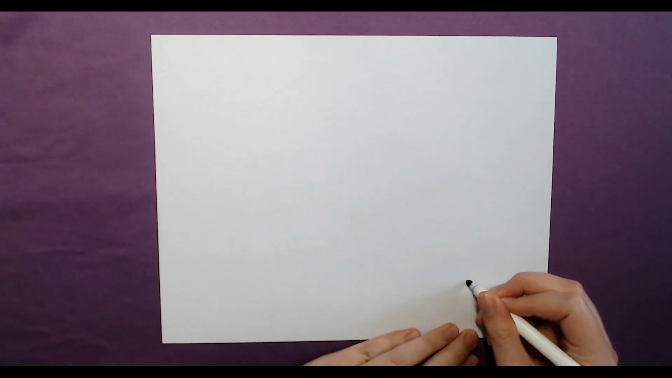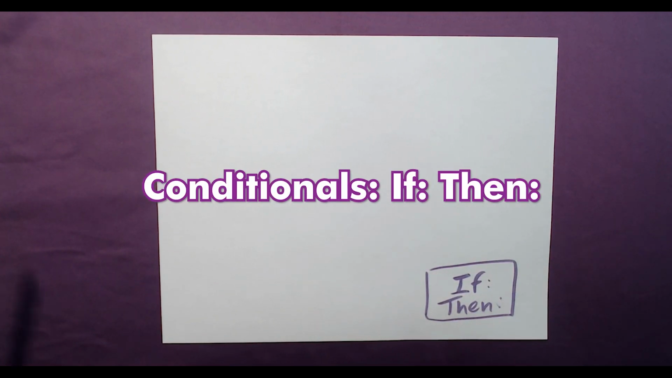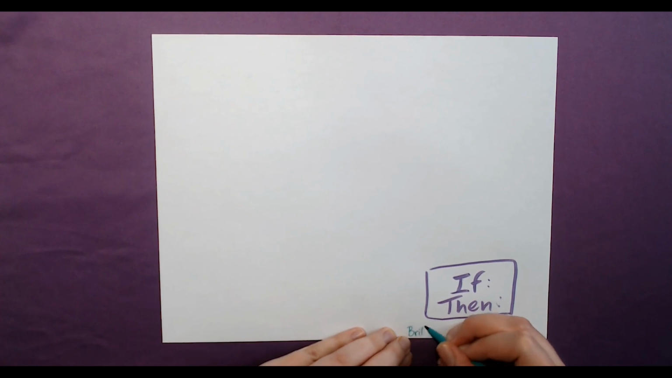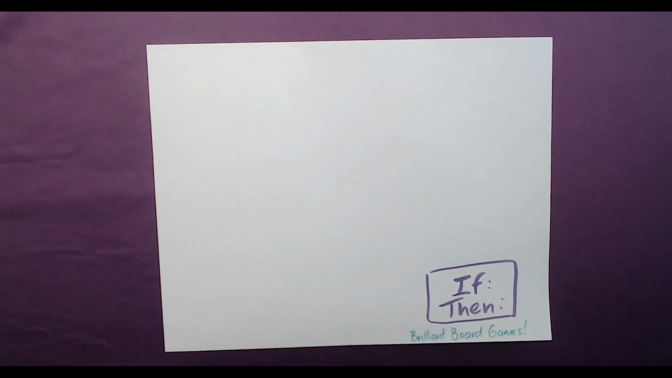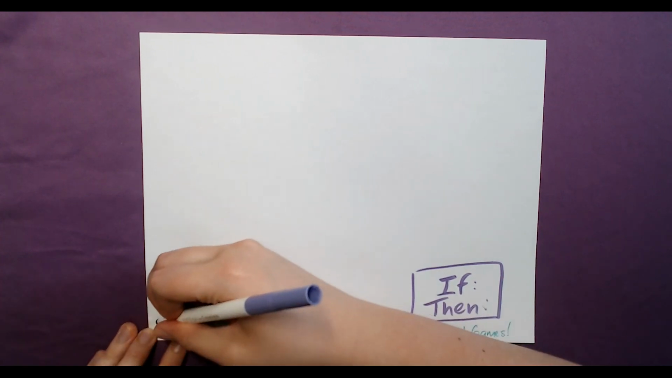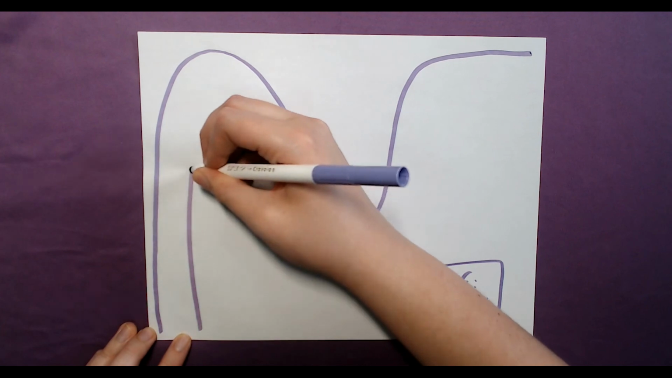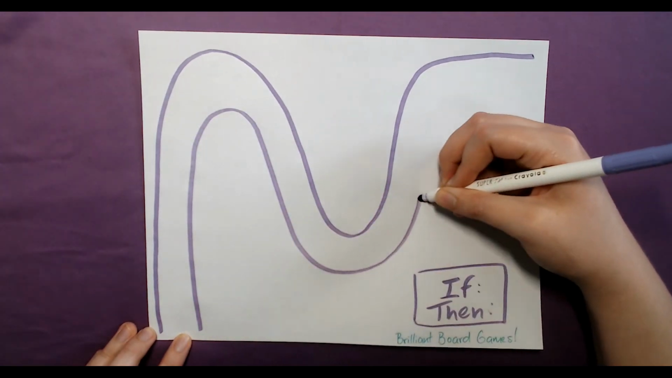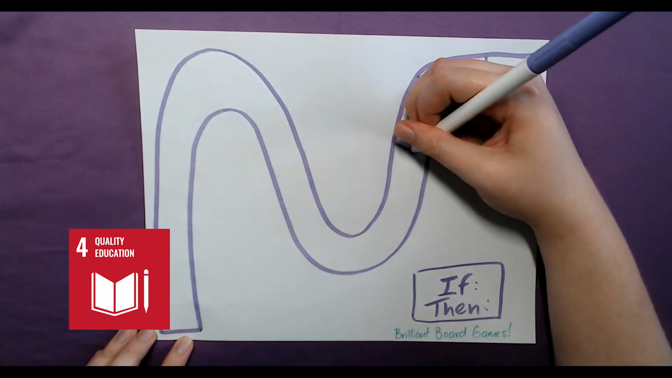This board game is going to be based in conditional or if-then statements. We're going to start off by outlining the game board and decorating it. You can make this part as simple or as colorful as you like. A conditional in coding checks if something is true, and then will act differently if it's true or false. That is why we call them if-then statements.